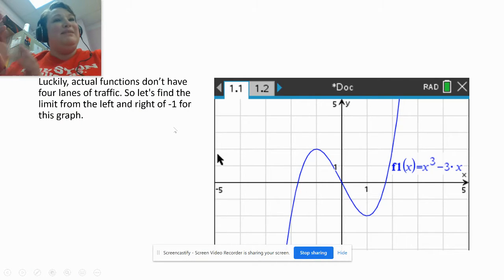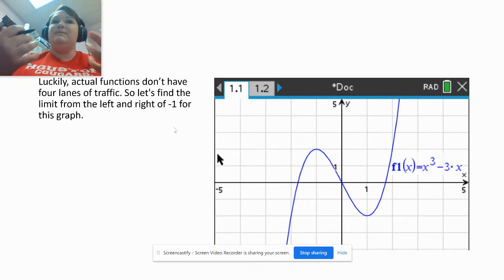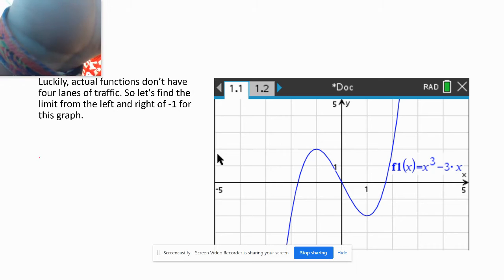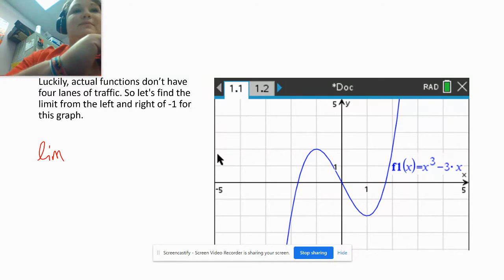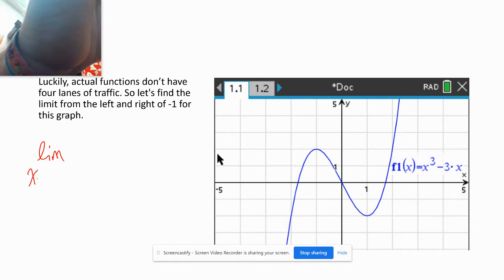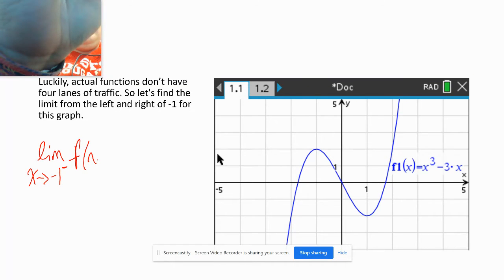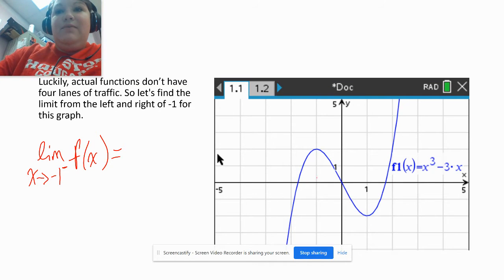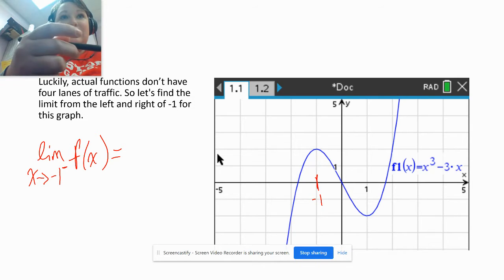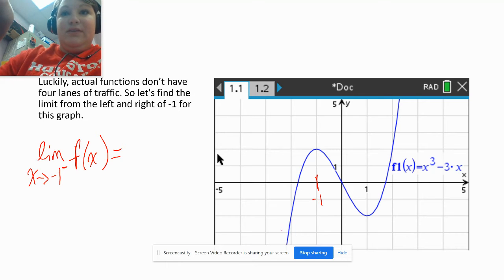So luckily, actual functions don't have 4 lanes of traffic for us to try and muddle through. So let's look at this graph. Okay, so this is just a cubic, x cubed minus 3x, and I want the limit from the left and the right of -1. So first, let's practice notation. Notation is everything. If I want the limit from the left, then I'm saying the limit as x approaches -1 from the left of f of x.